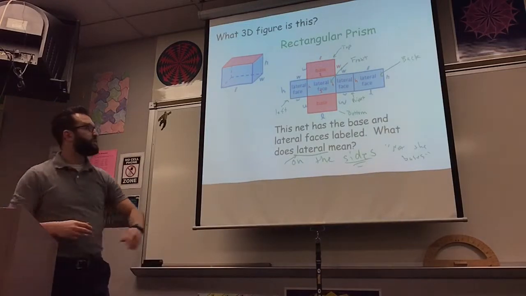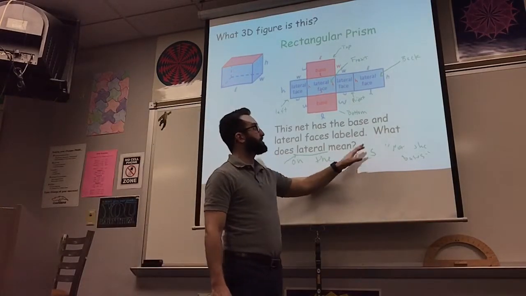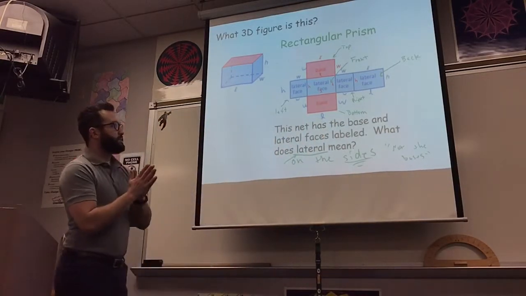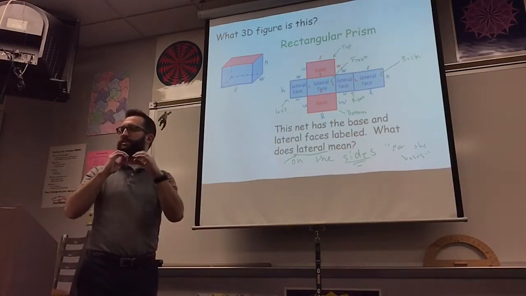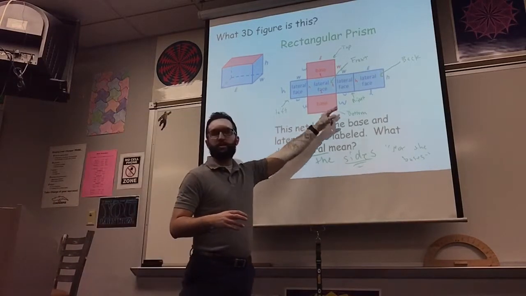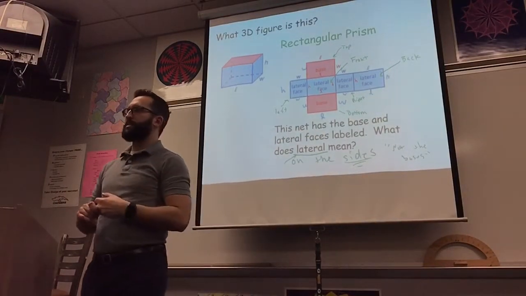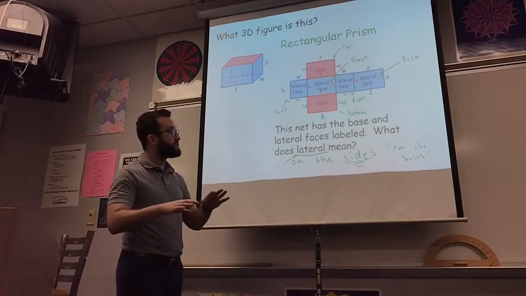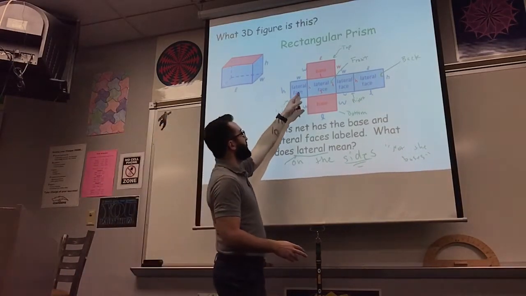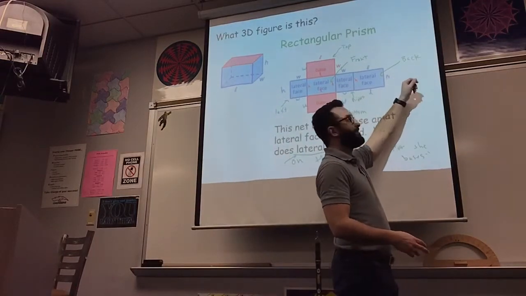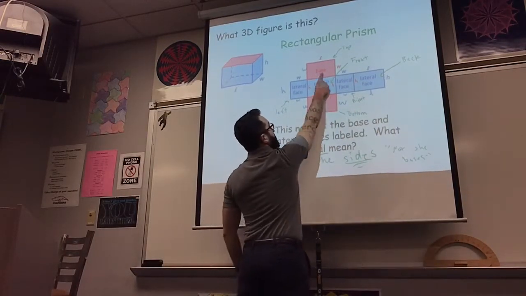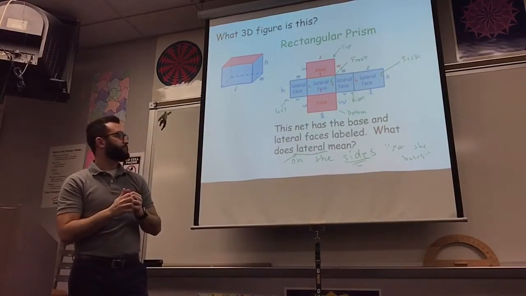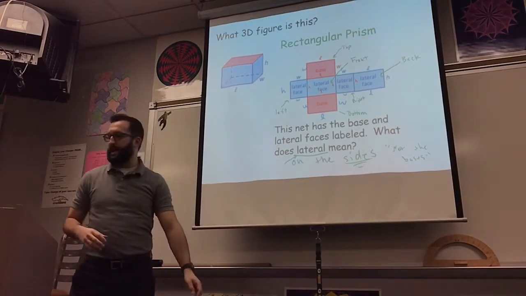So here's the deal. The lateral faces mean on the sides, and I have all this stuff labeled. I want you to see, it's kind of crazy. But if you can label the length and width of every single part of your net, it will make your life a little bit easier. There's a lot of stuff labeled here. But notice height, height, height, height, height, length, length, length, length. And the width fills in the gaps. So lateral means on the sides.